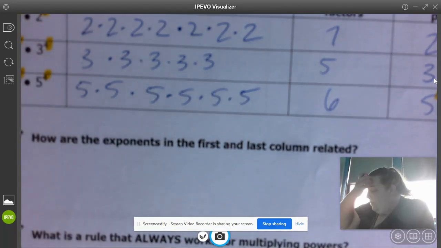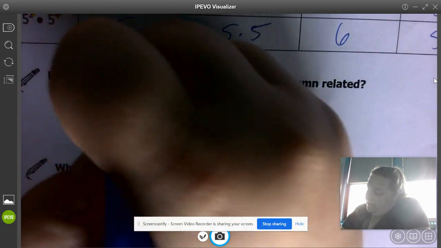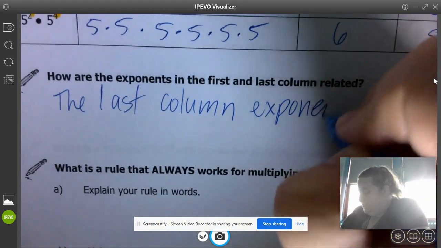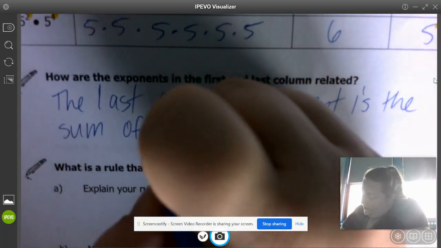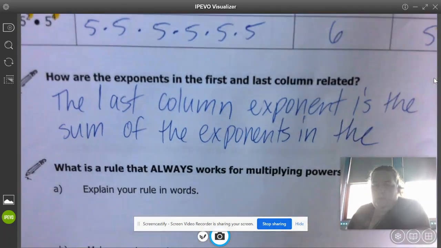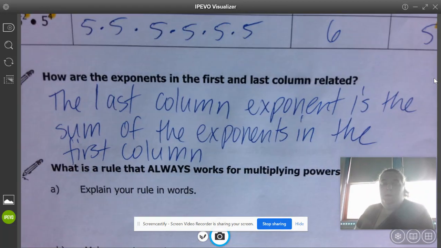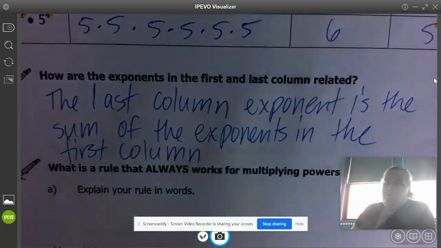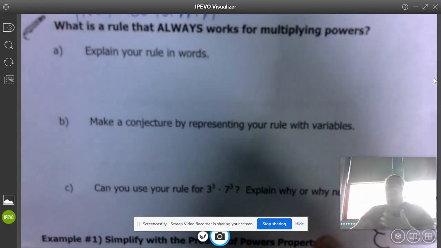So how are the exponents in the first and last column related? The last column exponent is the sum of the exponents in the first column. So once again, sum is referring to addition. So that means the answer when adding the exponents in the first column gave you what you had in the last column. Okay. All right, so let's summarize this and write this a little more formally.